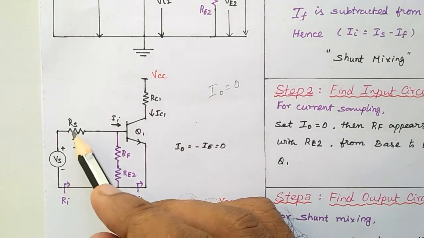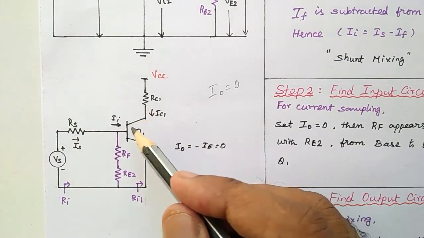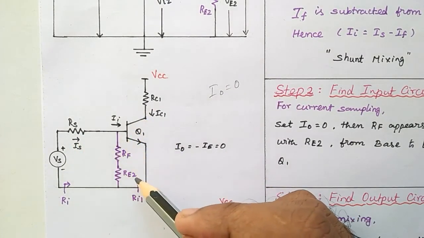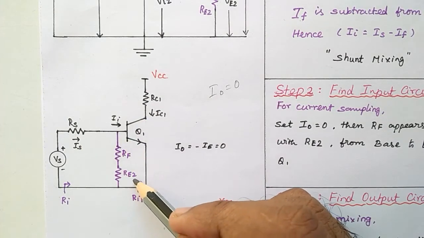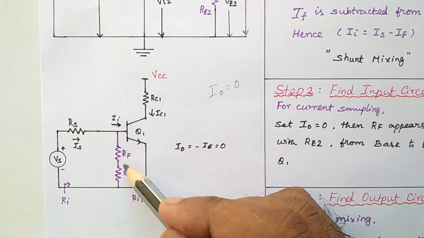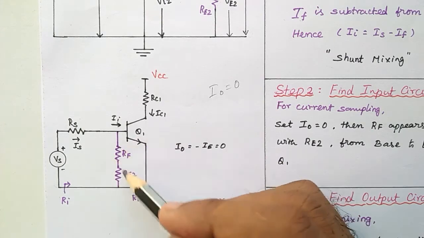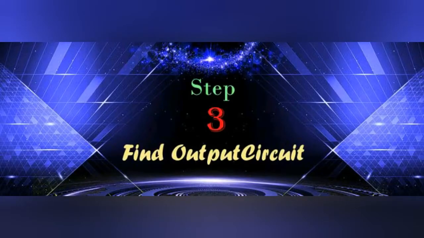This is the source voltage and the source resistance. On the input side, we are bringing the emitter resistance of the second transistor here. Both are in series. This forms the input circuit. Step 3, finding the output circuit.